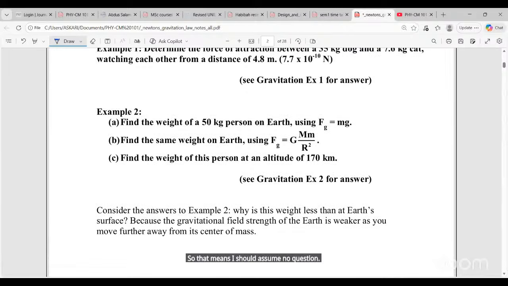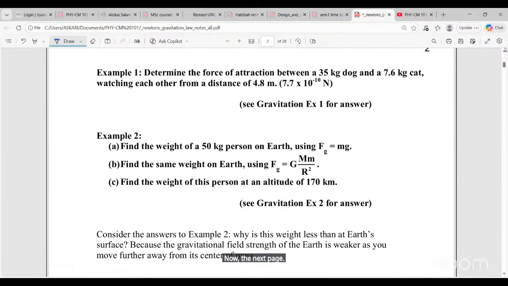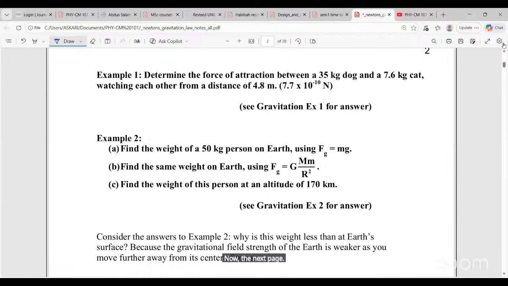Now the next page. Determine the force of attraction between a 35 kilogram dog and a 7.6 kilogram cat watching each other from a distance of 4.8. This implies that our R is equal to 4.8 meters, and we have our two masses.